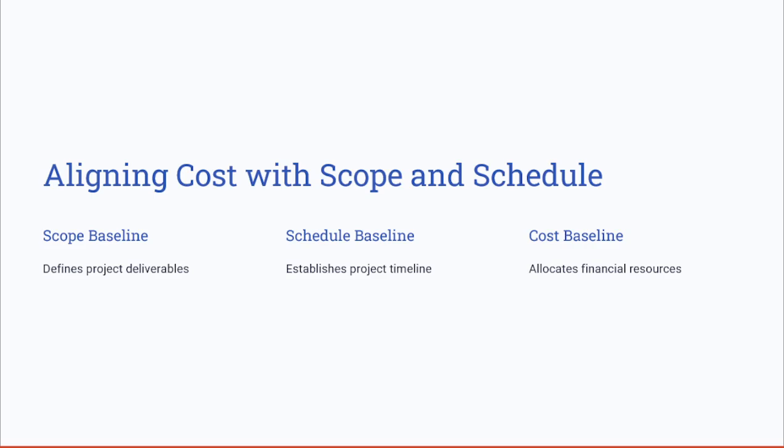Accurate cost planning requires a well-defined scope and schedule. Without clarity on deliverables and timelines, it becomes challenging to allocate financial resources effectively. Therefore, cost planning aligns closely with these foundational project elements.